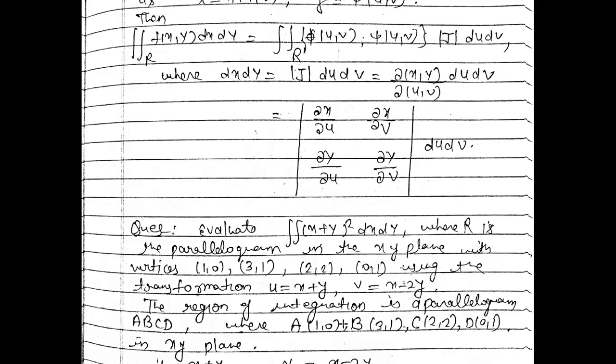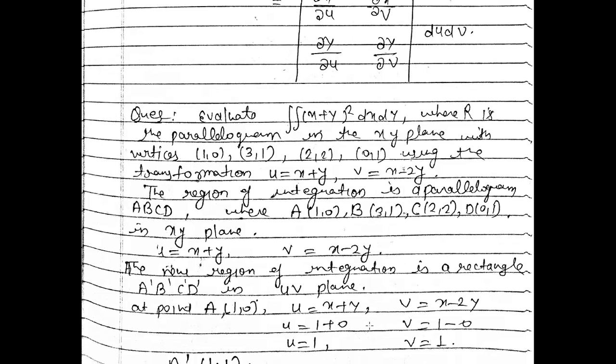Sorry, the region of integration is a parallelogram ABCD. We are considering the vertices of this region as ABCD, where A is your first point (1,0), B is your second point (3,1), C is (2,2), D is (0,1), right? And this will lie in your xy plane, because all of the points are positive, so it will lie in your positive quadrant, or first quadrant, right? Now the transformation is given here: u equal to x plus y and v equal to x minus 2y. So the new region of integration is a rectangle A'B'C'D' in the uv plane. Our xy plane will be changed into a new plane u and v, right?